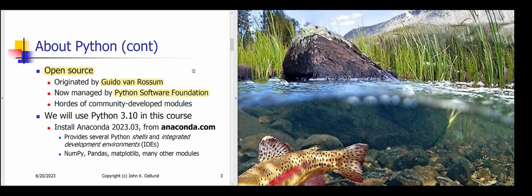And in the so-called Python ecosystem, there are a tremendous number of modules developed for free by people in the so-called Python community. Now, we are going to be using, in this course, a version of Python called 3.11. And in particular, we're going to be installing a package called Anaconda version 2023.07. So it was released in July of this year.